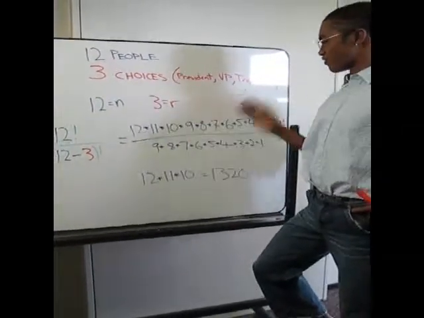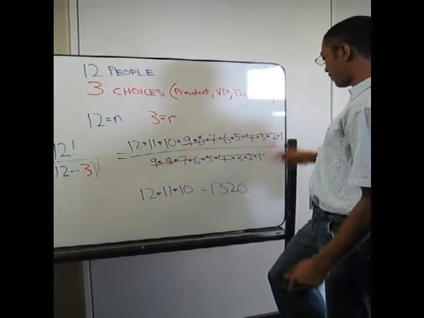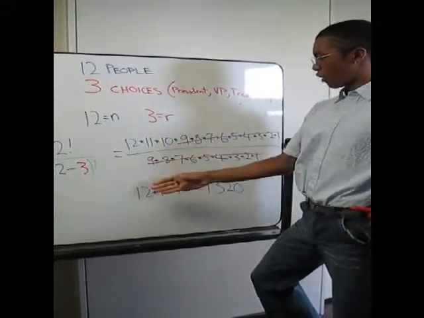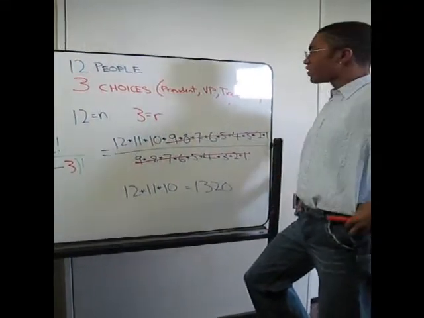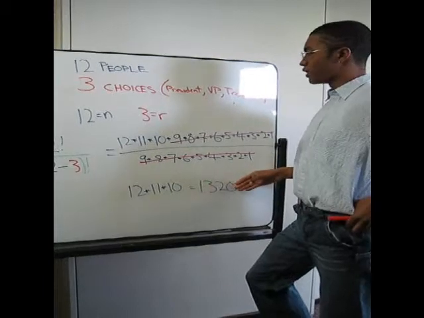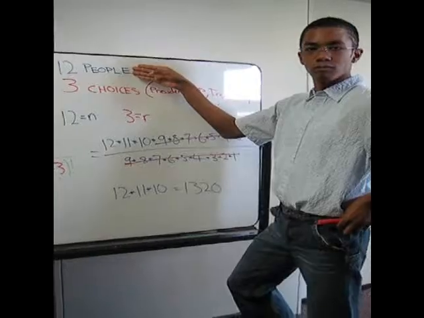This is expanded as this, where you cross out the bottom from the top that equals together, and you come out with 12 times 11 times 10. This equals 1,320. This means that there are 1,320 ways to choose a president, a vice president, and a treasurer from a group of 12 people.